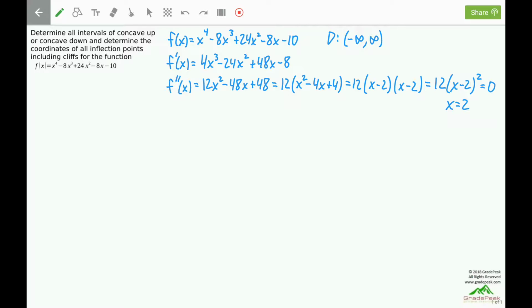We can now draw a domain line, a line representing the domain. It has no left end because it starts at negative infinity, and it has no right end because it ends at positive infinity. We can put all candidate numbers on here. We have x equals 2 is the only candidate number. This splits the domain interval into two separate intervals. We can pick a test value in each of the intervals. The first interval is negative infinity to positive 2. 0 is in that interval. The next interval is positive 2 to positive infinity. 10 is in that interval.